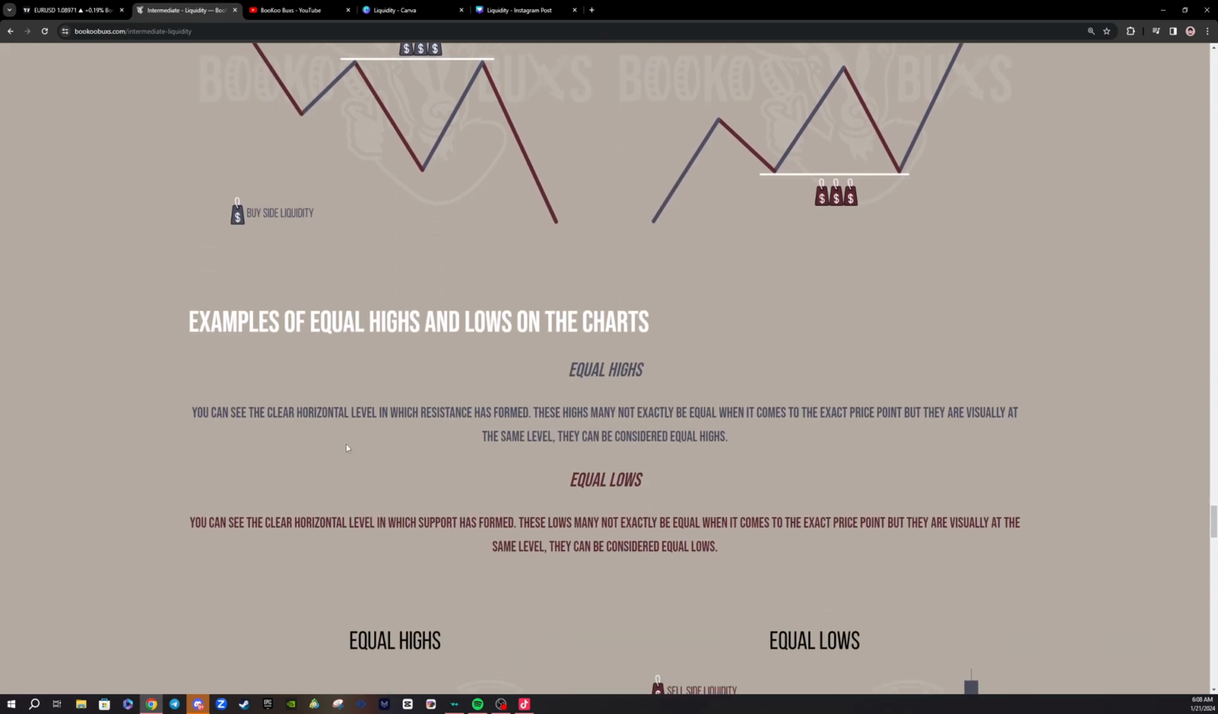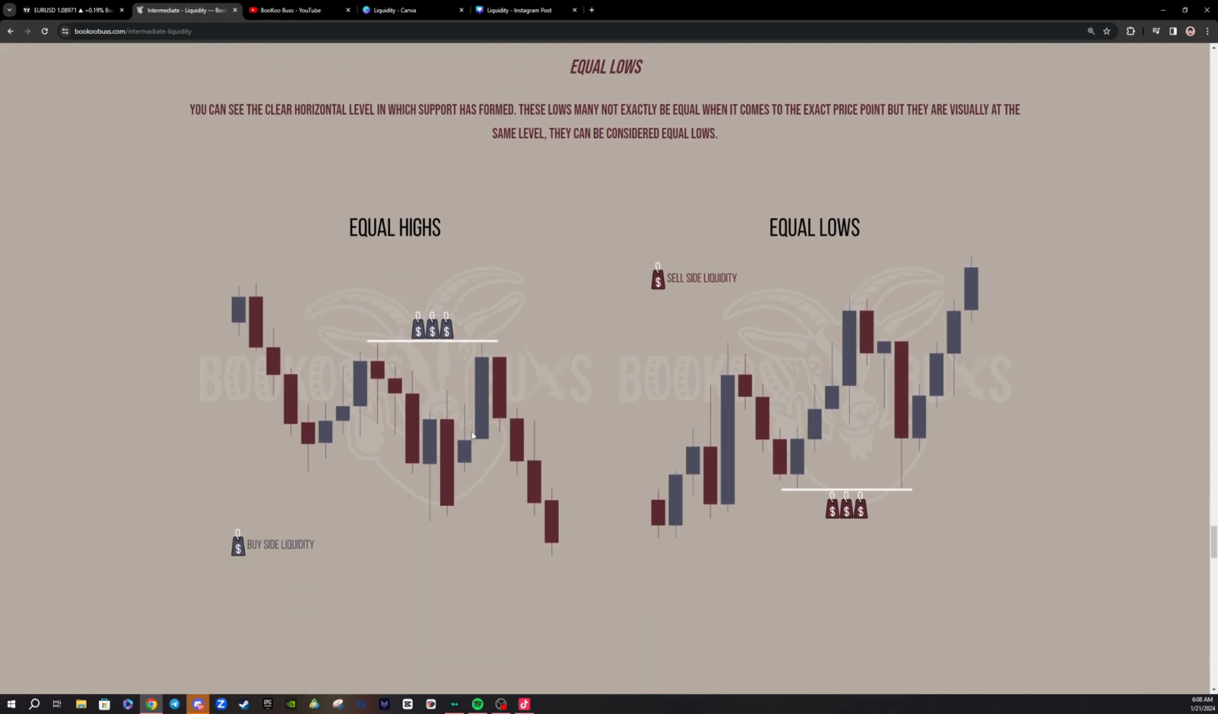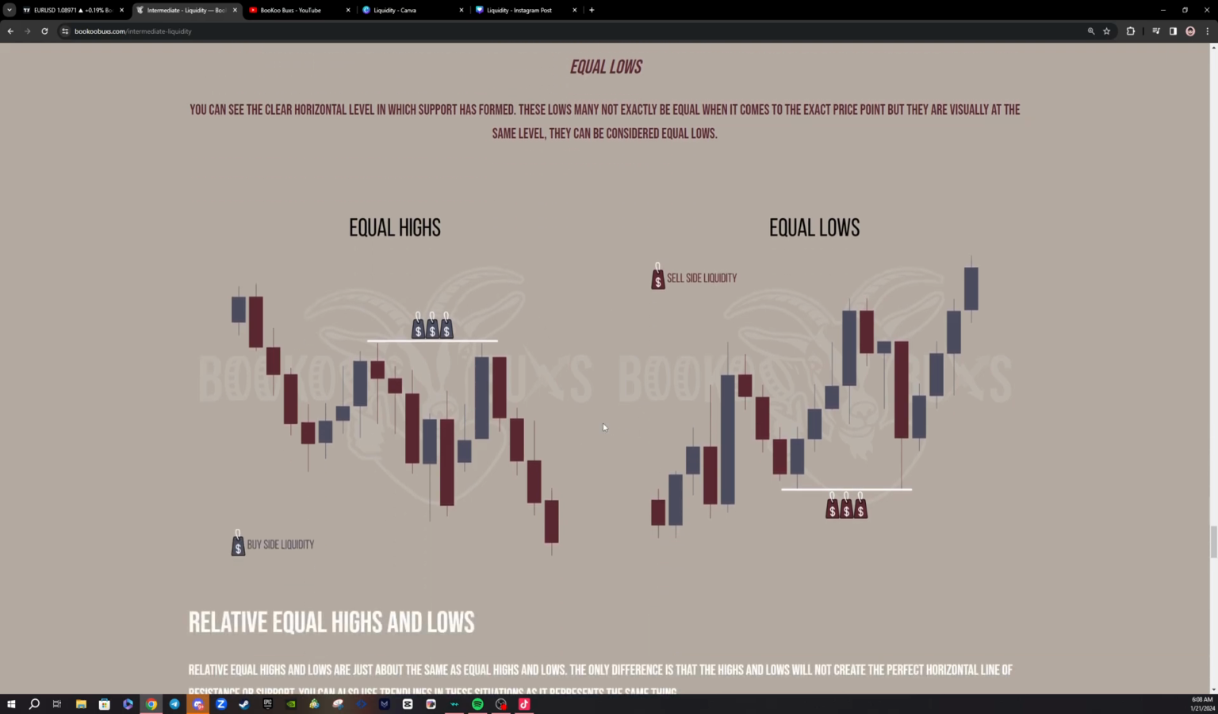Examples of equal highs and lows on the charts. So here are a couple of examples. You can see price makes a high here and then comes back on up, makes an equal high, and then continues to drop. Makes an equal low, goes on up, comes back, makes another equal low, and then goes on up.